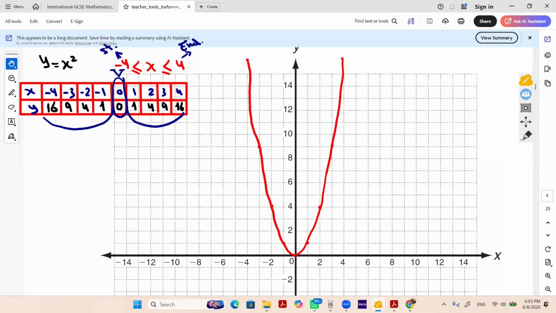Now we have to solve the function which is x squared minus 5 equals 0. This means that x squared equals what?